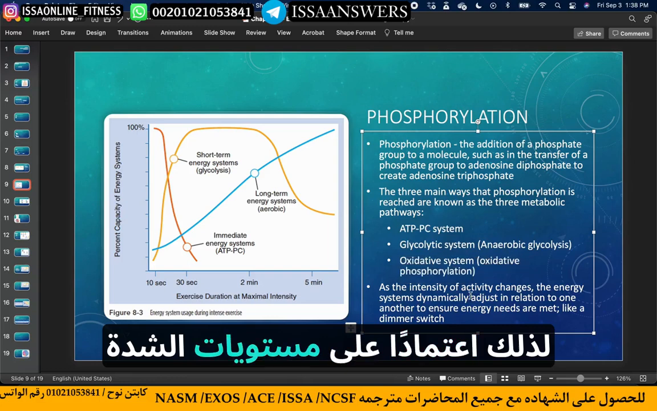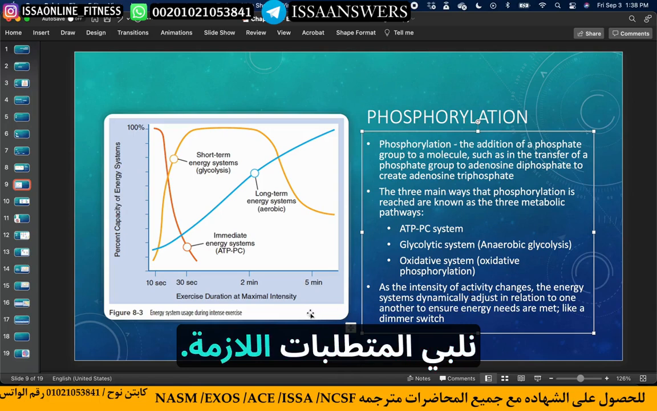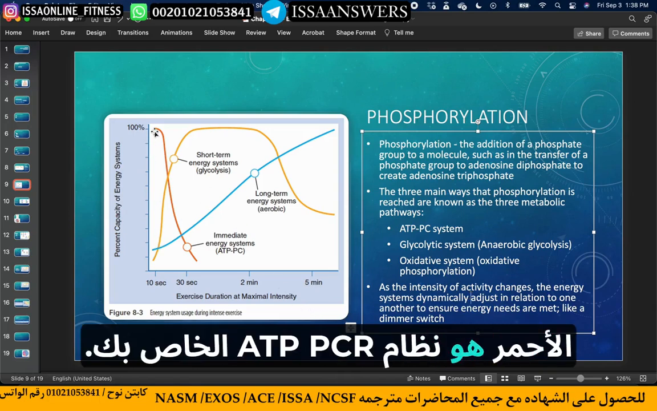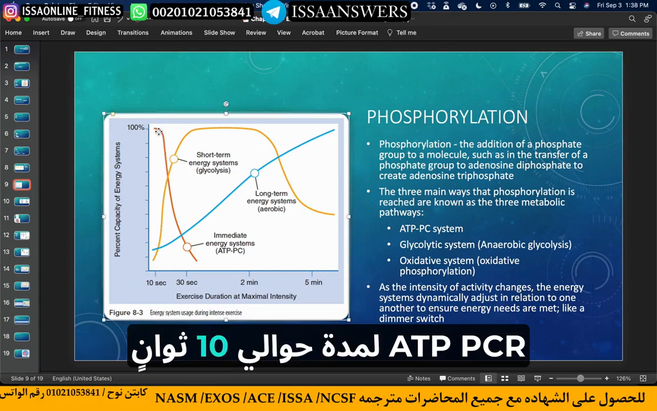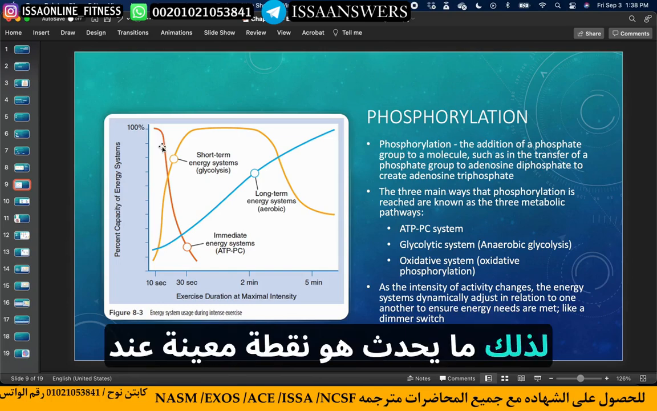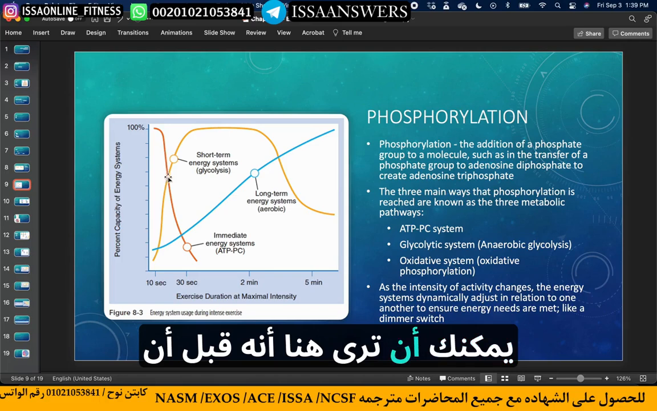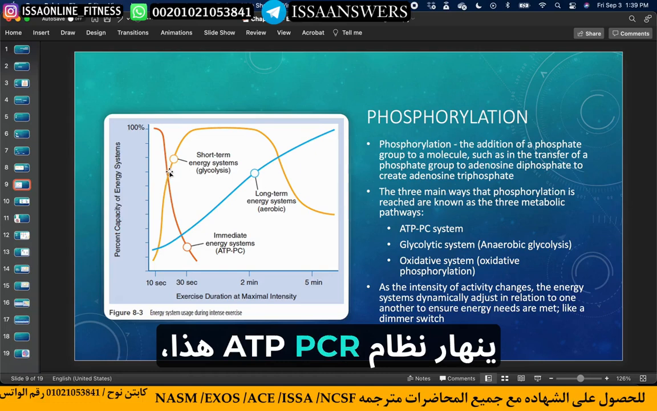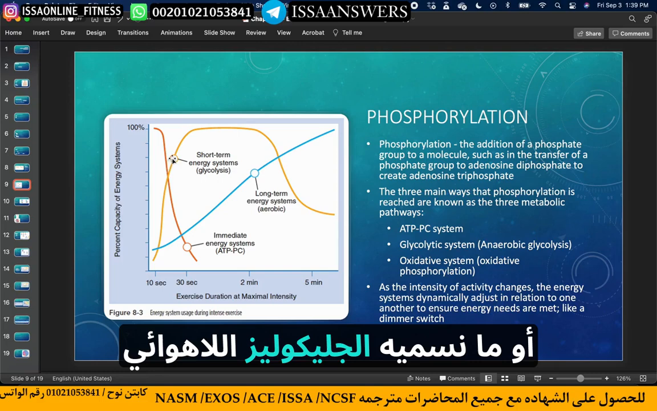Depending upon intensity levels is really going to be what occurs to make sure we meet the demands that are necessary. If you look right here, the red is your ATP PCR system, seeing that we stay predominantly in the ATP PCR system for about 10 seconds and then we fall off a lot. At about 15 to 20 seconds, before this ATP PCR system crashes, if it's going to be prolonged, the short term, or what we call anaerobic glycolysis, will take over.